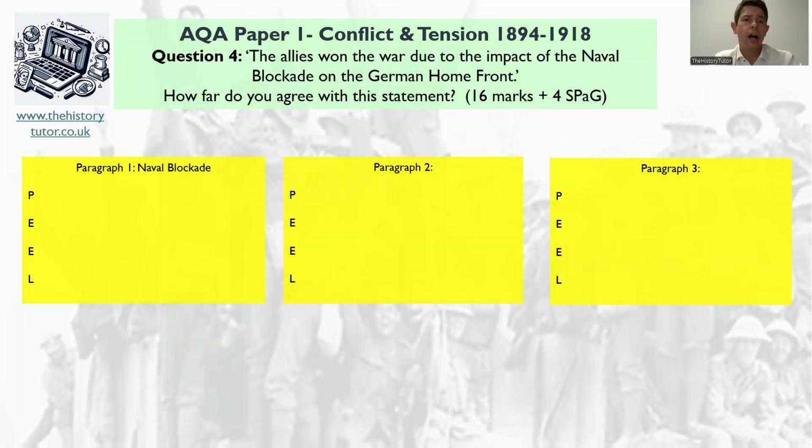We've looked at this type of question in other videos, and we've looked at success criteria, and we know we need the 3 PEEL paragraphs and a conclusion to be successful. So let's plan our 3 paragraphs now. We've got our naval blockade. So what do you think are going to be 2 other factors?